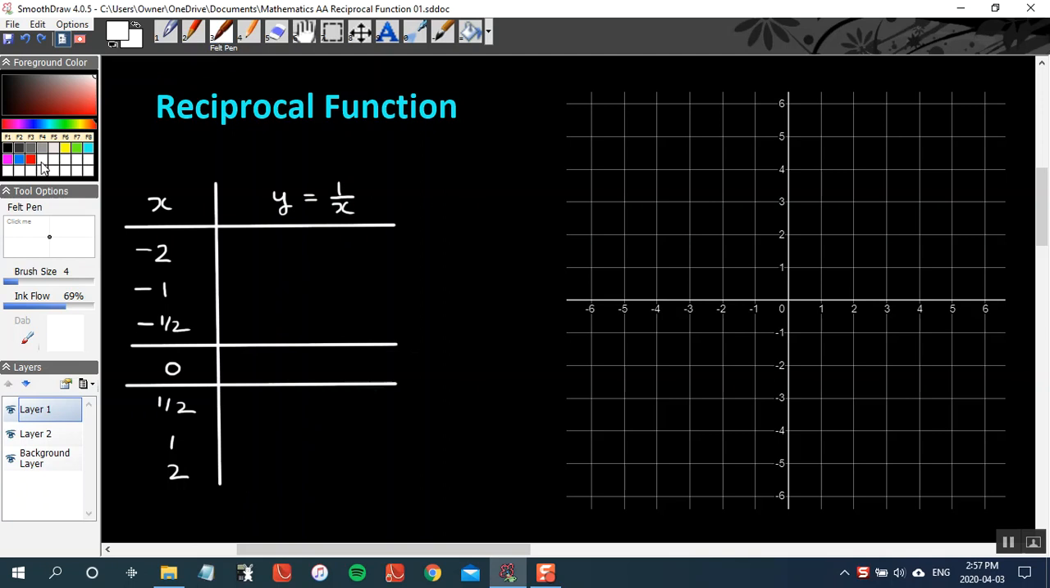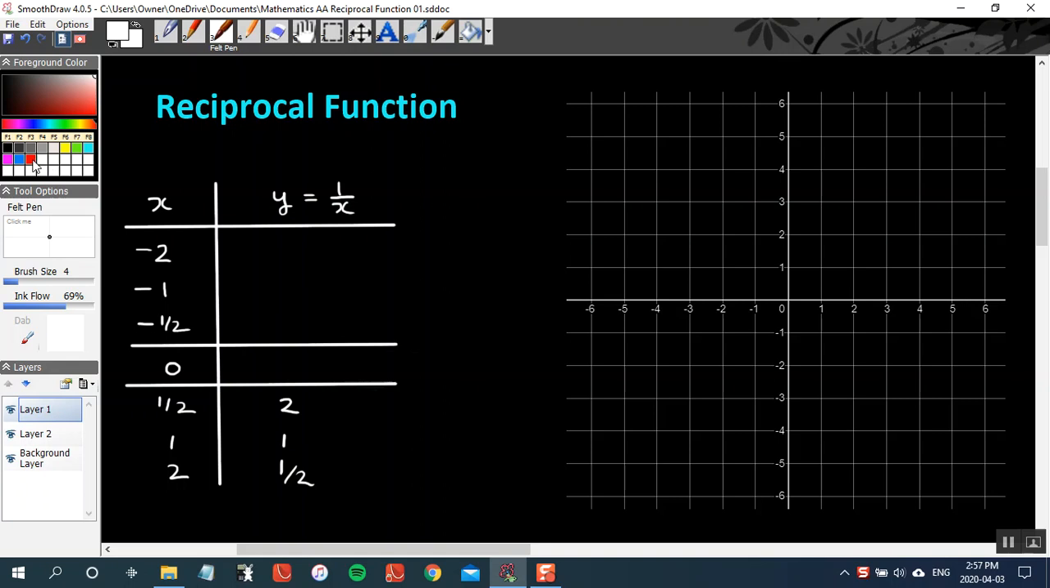So if we input 2 into this function as an x value, this is going to be 1 over 2. So when x is 2, y equals 1 over 2. When x is 1, y equals 1 over 1, which of course is the same. And the reciprocal of a half is 1 over a half, which flips that upside down to be 2.